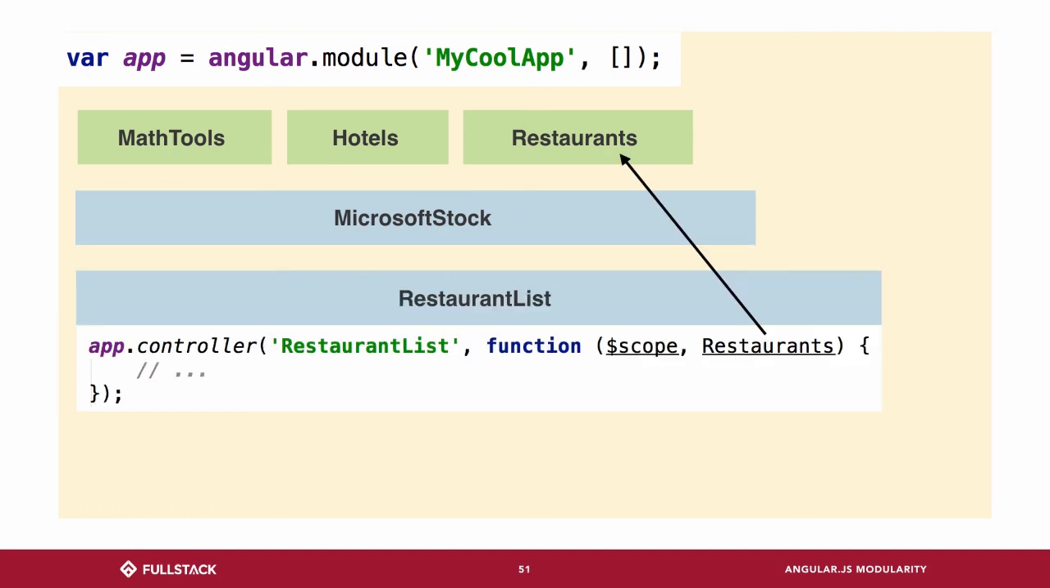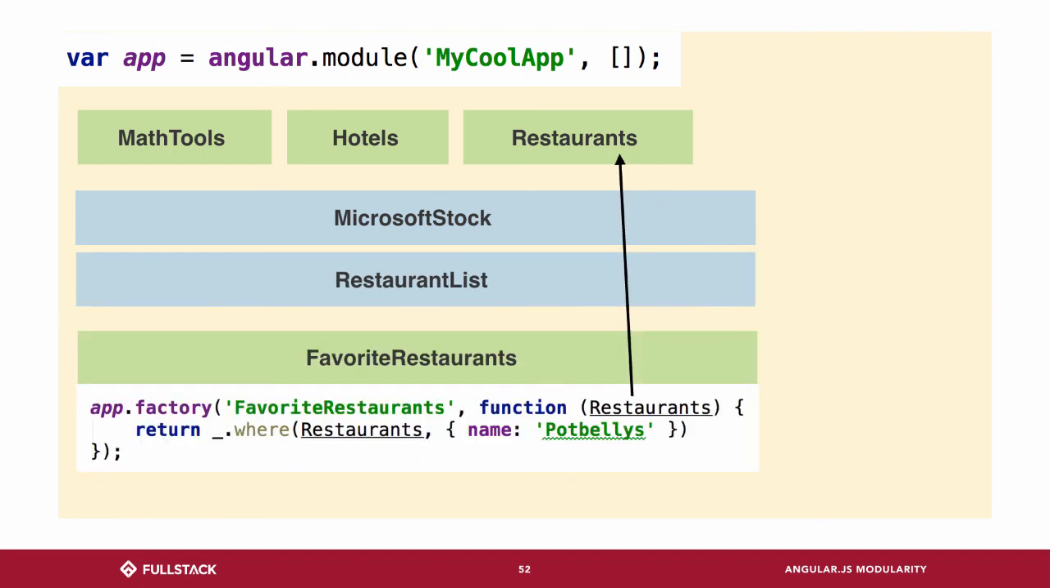On the same token, if you had a restaurant list controller, it might want to use this restaurants factory. And in fact, you could even use a factory within another factory. Maybe you want to create a factory called favorite restaurants. And maybe this will only return some of the restaurants to you. So maybe there's some criteria which will determine what your favorite restaurant is.